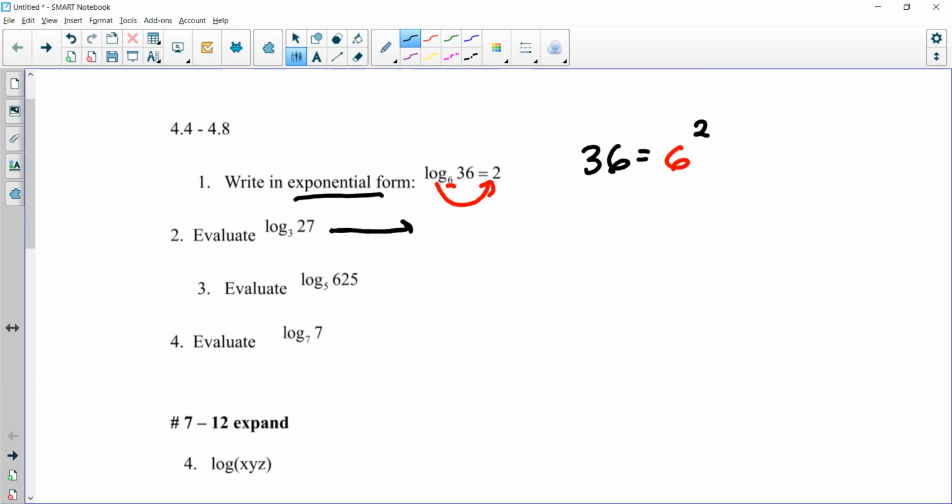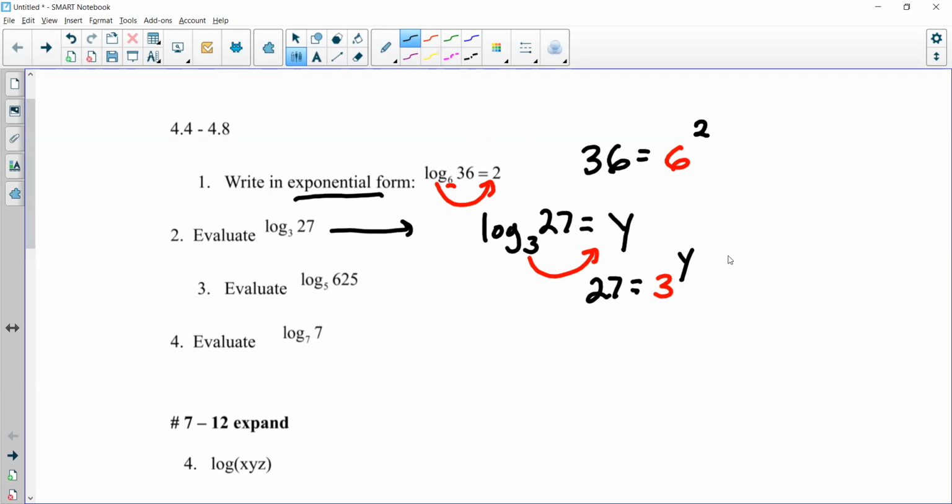Now here we have evaluate. So we got to actually solve this. So log base 3 of 27. I don't have anything here, so I'll put a y in its place. So log base 3 of 27 equals y. Now the best thing I could do here is bring the 3 over, and then I have 27 equals 3 to the y power.